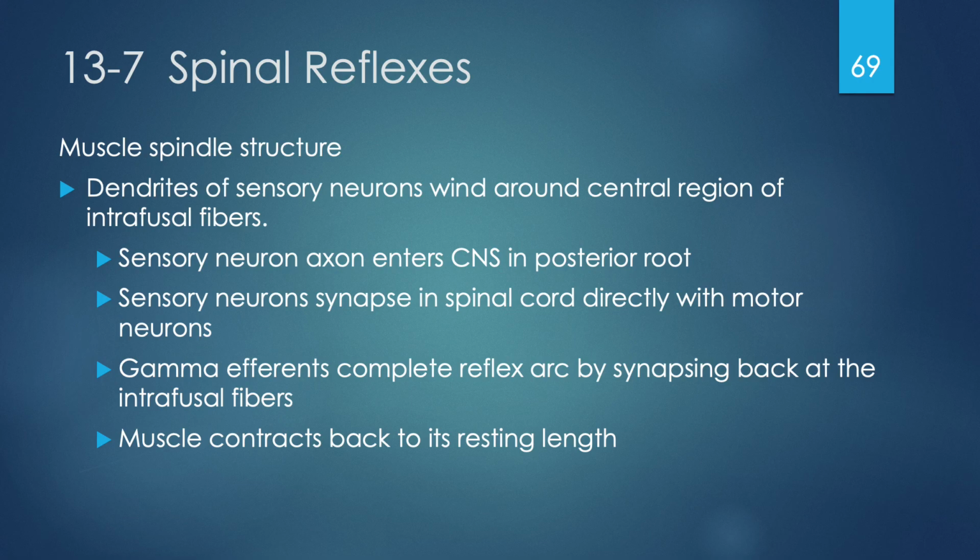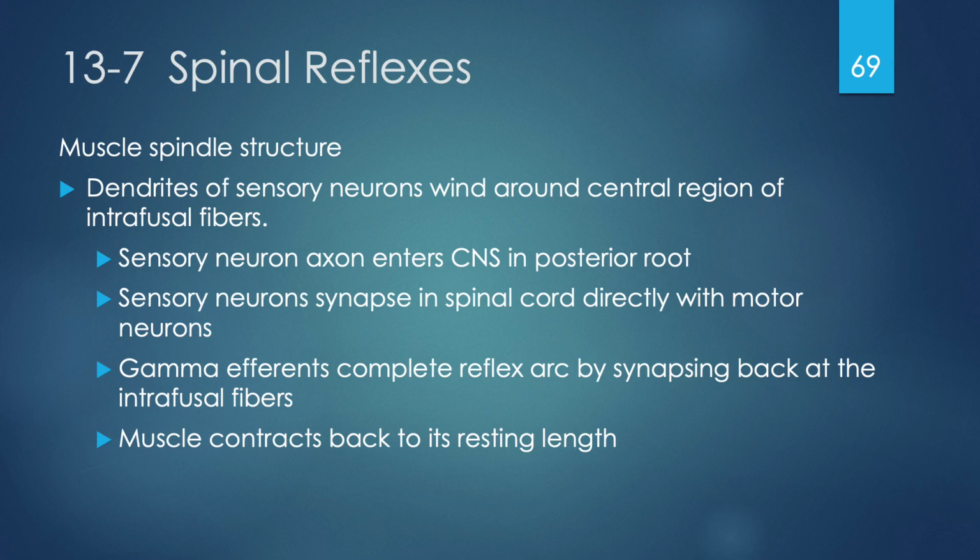So those dendrites are going to wrap around, and then this is where we'll have our action potential occur. So the sensory neuron is going to send via the axon that information up into the central nervous system via the posterior root at the spinal cord, right? Because remember, it comes in through the back door, out through the front door. So in through the posterior root comes the sensory information, and then that's going to synapse directly in the spinal cord onto a motor neuron.